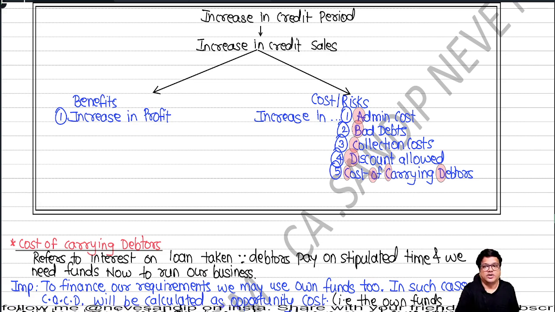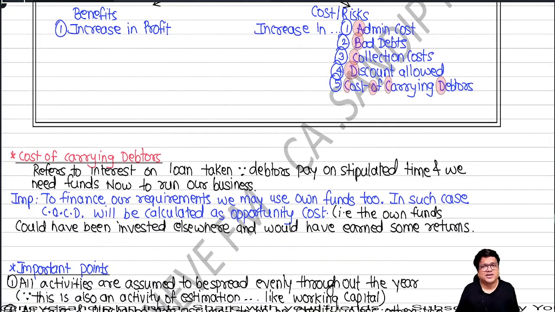Okay, so people, what is cost of carrying debtors? It refers to interest on loan taken, since debtors don't pay to us when we need it, they pay on the stipulated time. To finance our requirement, we may use own funds too. What will happen in that case? COCD will come or will not come? It will come, people. Remember, it will come as which cost? Opportunity cost. We have already discussed that opportunity cost is opportunity lost. Correct, guys?